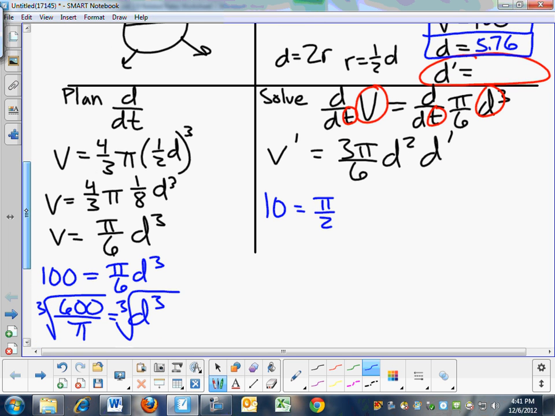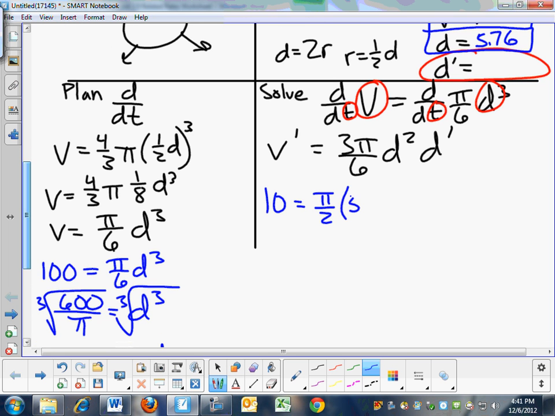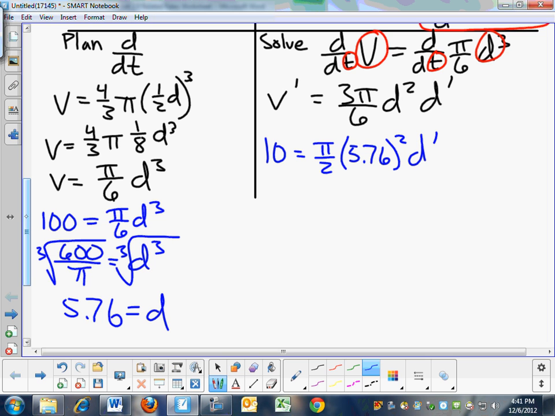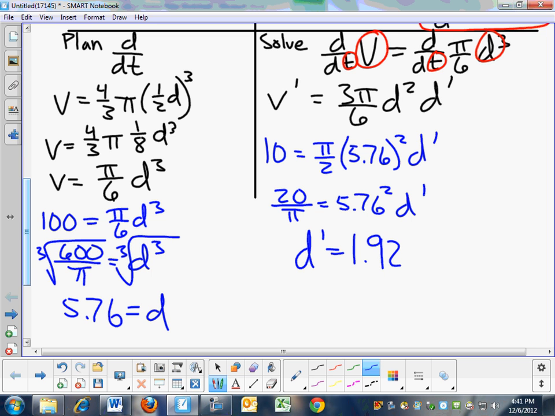So I can plug that in. Pi over 2 times 5.76 quantity squared times d prime. Solve for that. Multiply by the reciprocal, I get 20 over pi equals 5.76 squared times d prime. Divide by 5.76 squared, and we come up with 1.92 centimeters per second.